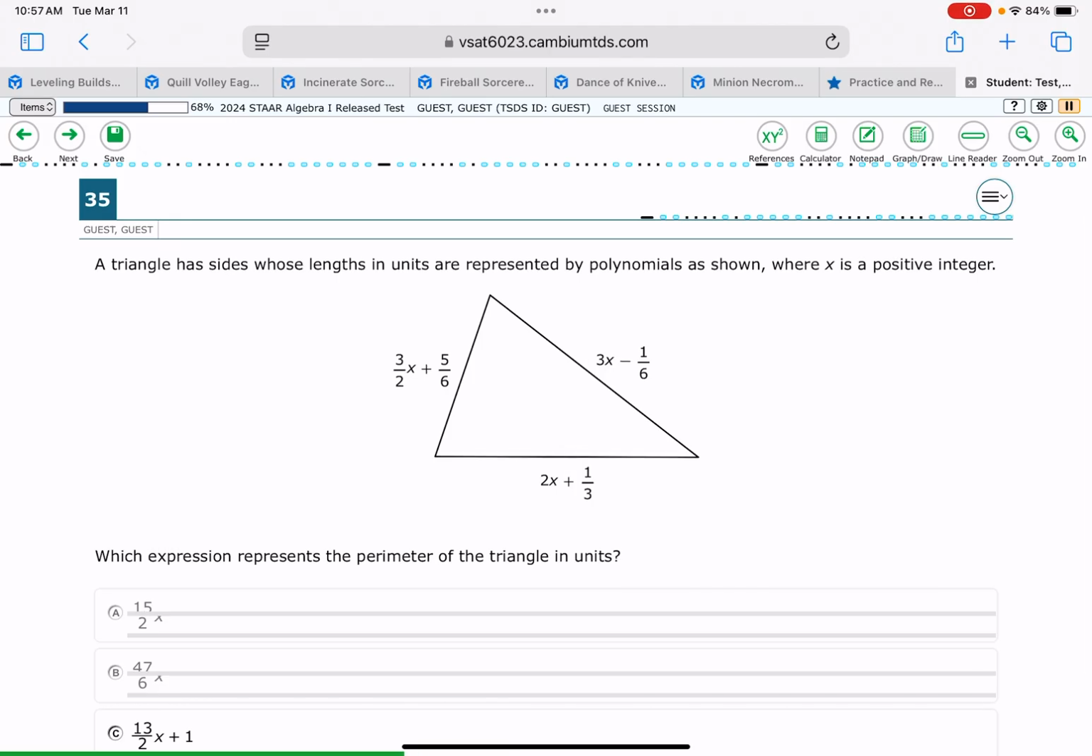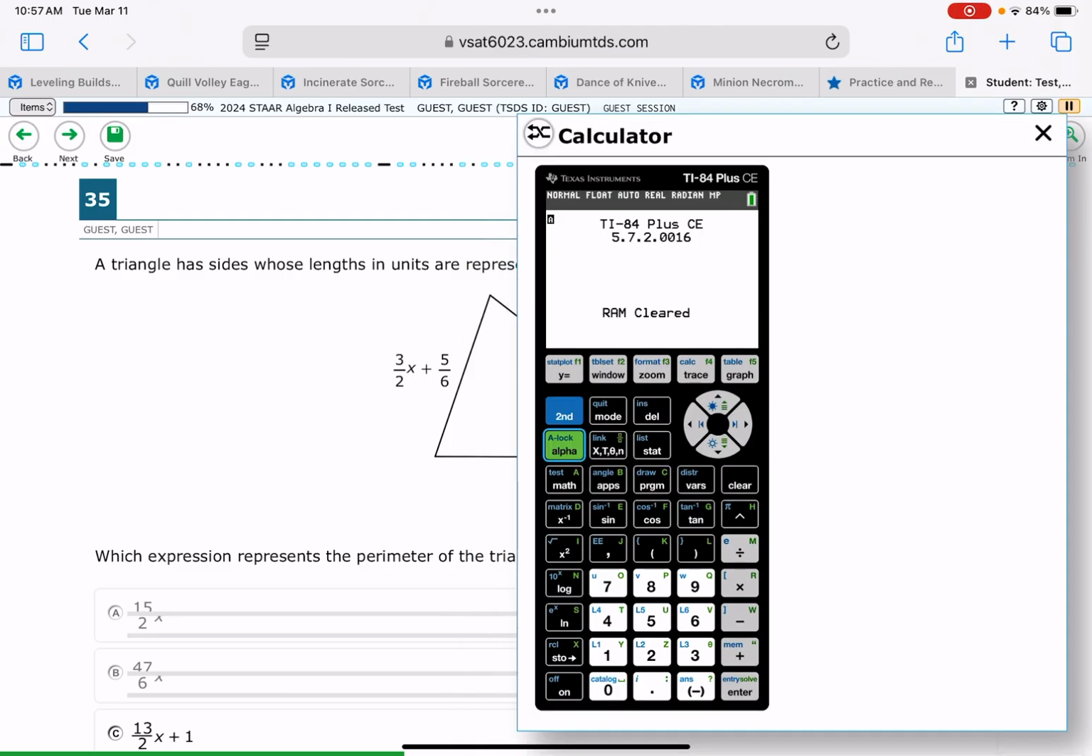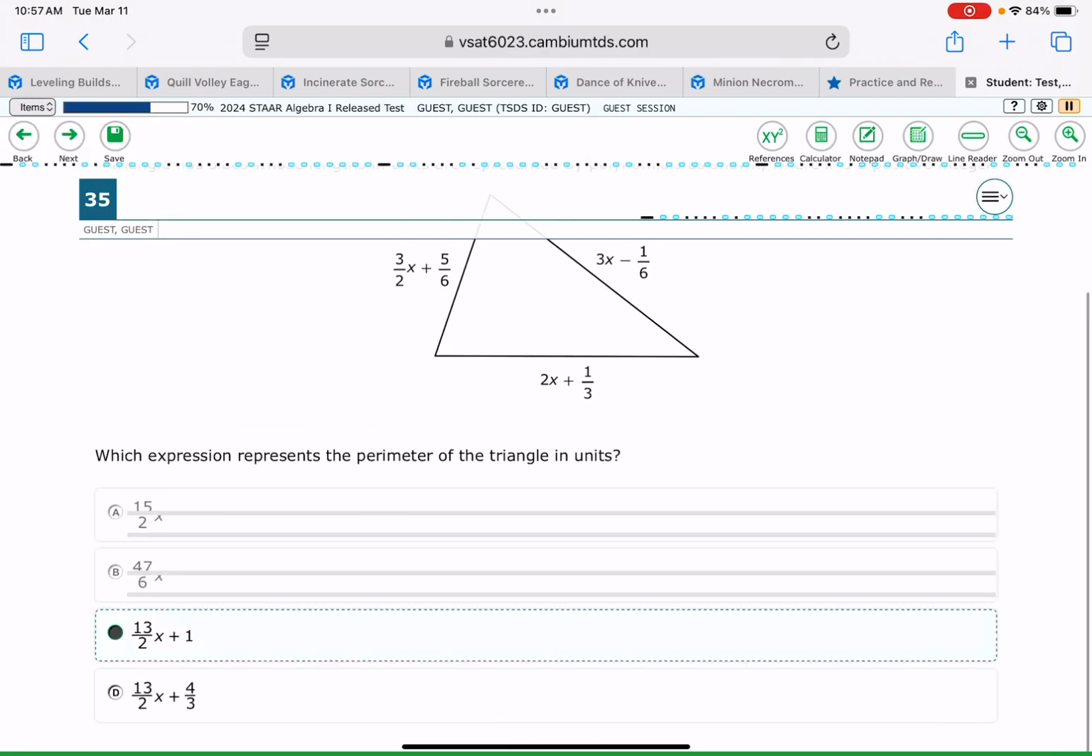They're looking for the perimeter. So perimeter means we're going to add up the outside. So I can just go to my calculator and I can do second y equals enter. That will allow me to put 5 over 6 plus 1/3, second alpha y equals enter, 1/3, and then minus alpha y equals 1/3, 1 over 6, enter. That gives me a value of 1, so that lets me know my answer is C.